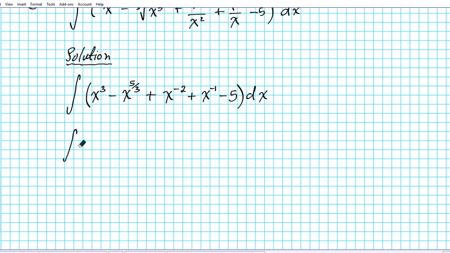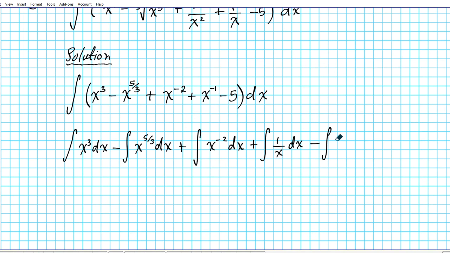We have the integral of x to the third dx minus the integral of x to the 5/3 dx plus the integral of x to the negative 2 dx plus, now x to the negative 1, I can leave it as 1 over x or write it as x to the negative 1. It doesn't really matter. Just remember that this guy right here is the special case. Okay? Minus the integral of 5 dx.